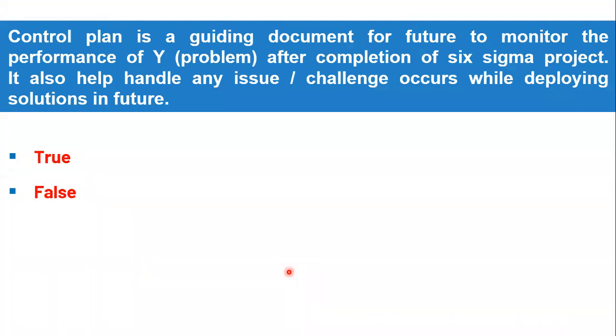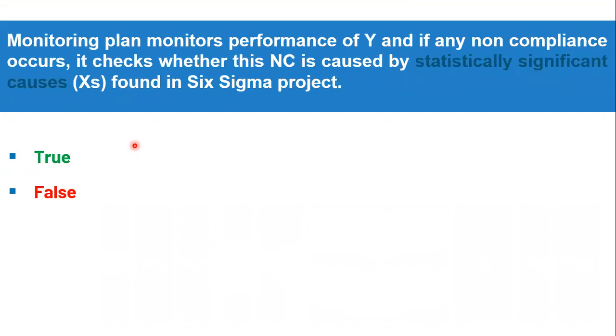Yes, this is quiz time now. The control plan is a guiding document for the future to monitor the performance of Y, that is the problem, after completion of the Six Sigma project. It also helps handle any issue or challenge that occurs while deploying solutions in future. In future means on an ongoing basis, on a regular basis, on a daily basis. True or false? The answer is absolutely true. Let's go to next question.